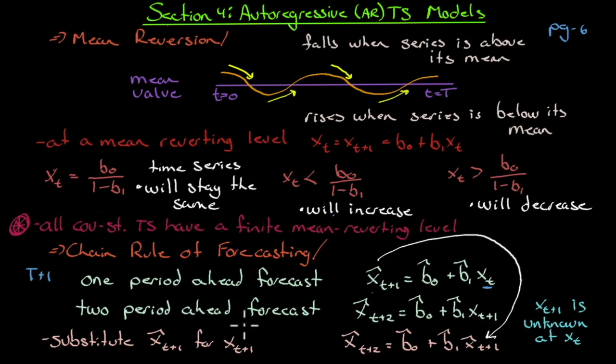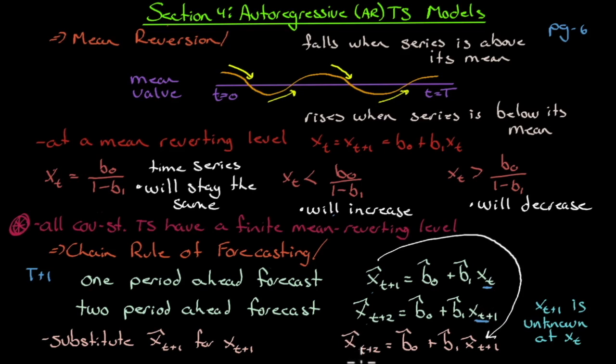A 2 period ahead forecast, again, we're estimating t plus 2. We have to use a lagged variable of x(t+1), but we can't observe it yet. We can't observe x(t+1) because we're only at period t. So what we have to do is take the forecast of x(t+1) and substitute it in for the actual observed value instead.